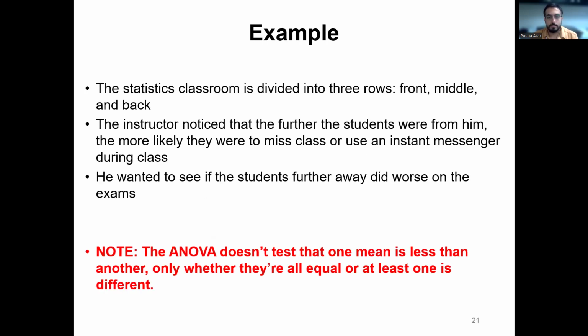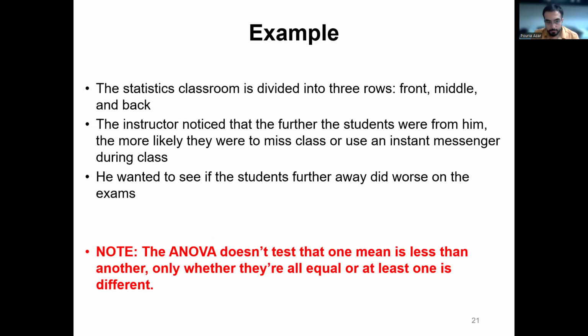So let's say this is another example from the POP example. We have a statistics classroom. And we divide that classroom into 3 rows: front row, middle row, and back row. The instructor noticed that the further the students were from him, the more likely they were to miss class or use an instant messenger during class. And let's say his research question is to see if the students further away did worse on the exams.